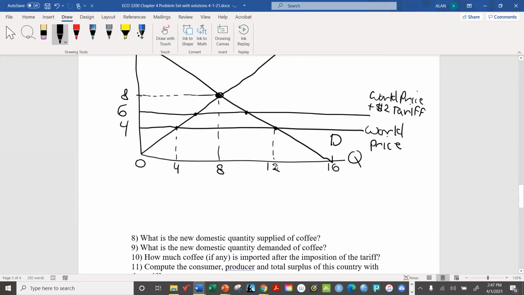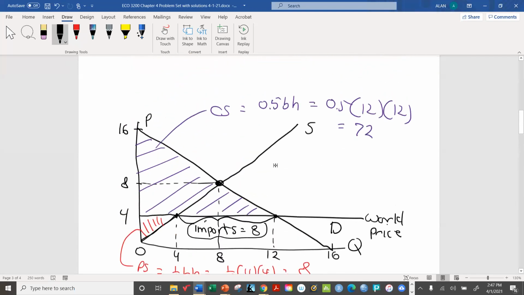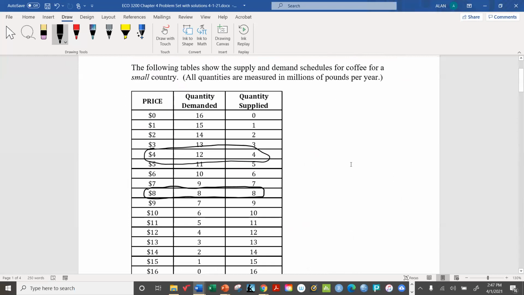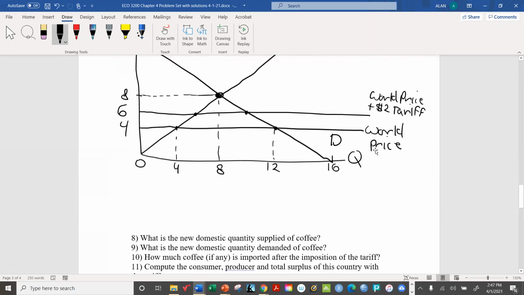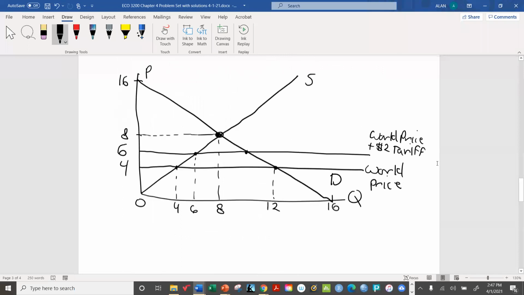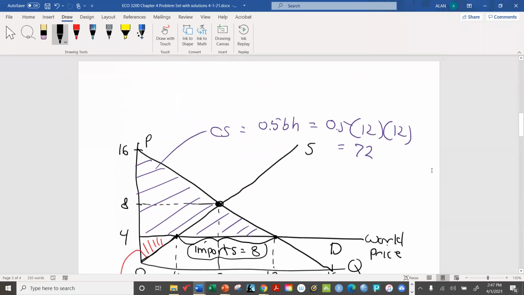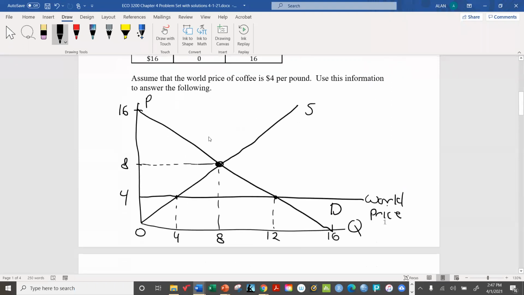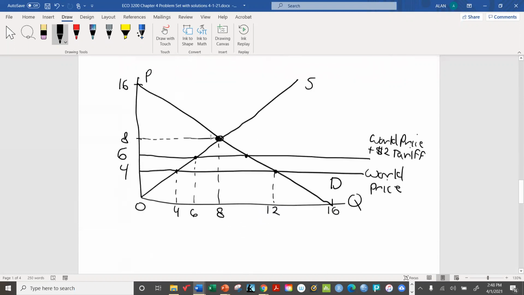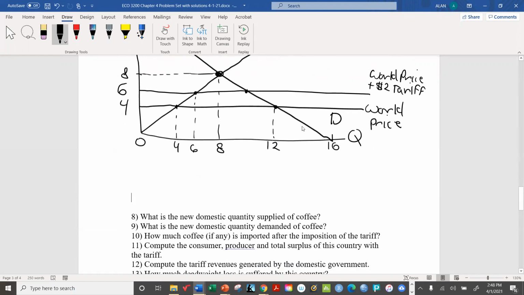All right, let's do that. So at a price of 6, the quantity supplied goes up to 6. All right, so now 6 is coming from our domestic producers. At the same time, though, domestic consumers will buy less coffee. At a price of 6, they will only buy 10. Okay, so that comes from the chart. Okay, so this is our new graph.